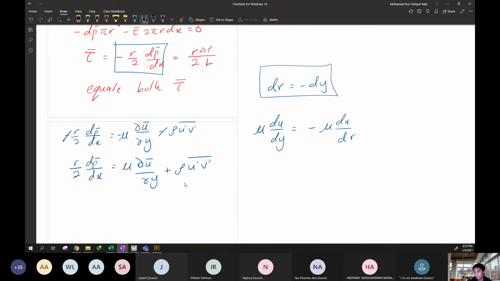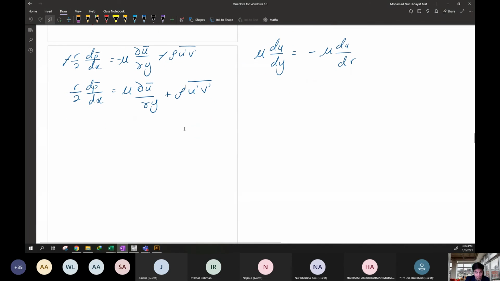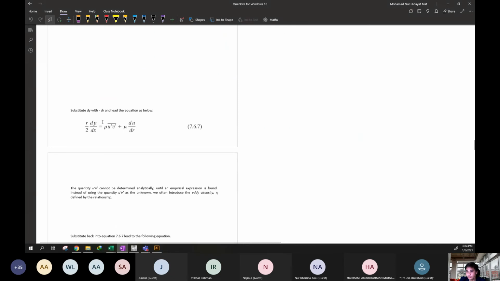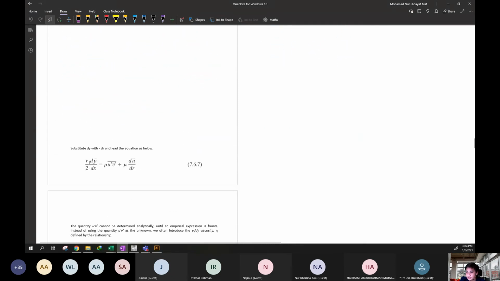Alright, so from here, therefore the final equation is like this. This is the final form of the pressure drop, the shear stress. Okay, you can see here. This is the final form.